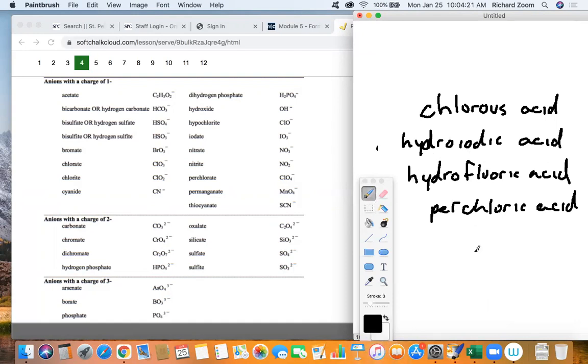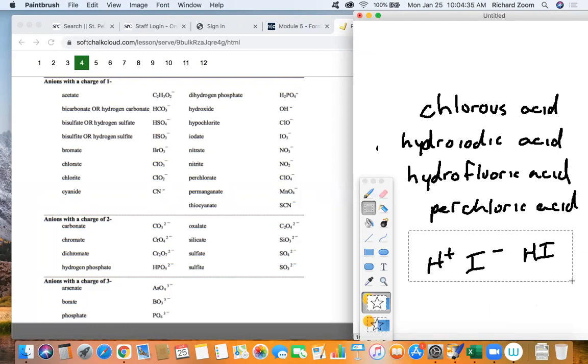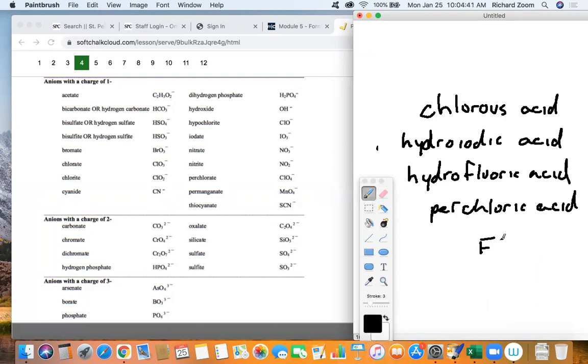Hydroiodic means that's a single element and it's iodine. So it'd be I minus, which means we need one H plus, which would be HI. Any questions? Again, hydrofluoric. The hydro indicates that the F is its own element, F minus, and we need one H plus to balance that, HF. Any questions?